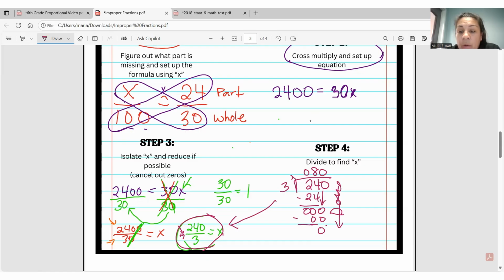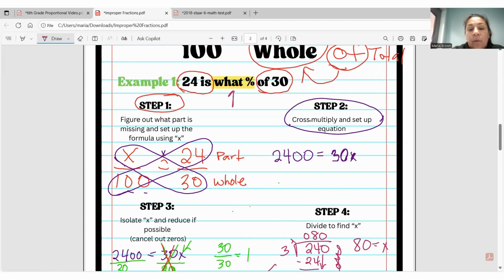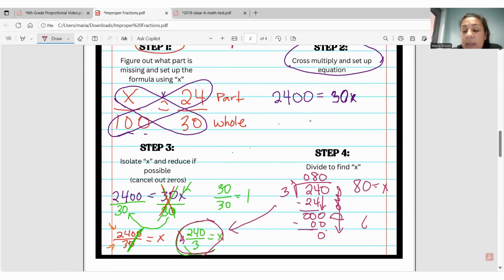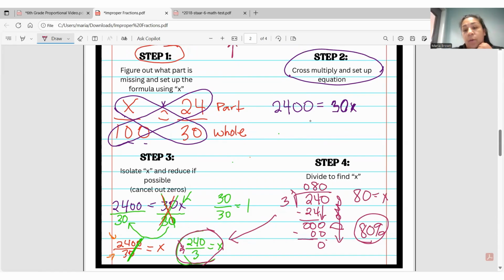So here we go. What is our answer? X equals 80. 80 what? If you remember, we were looking for the percent. So our answer is 80%. Hopefully that helps. I know that was kind of quick. The advantage of having the video is you can slow it down as needed.